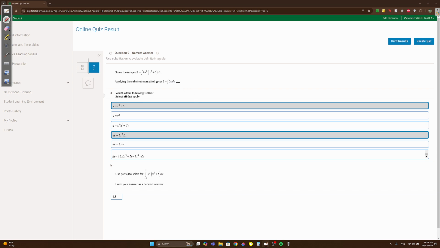Applying the substitution method gives you what? Okay, here they use substitution, but I highly disagree with using substitution here. You could easily just distribute and get the integral, but okay.